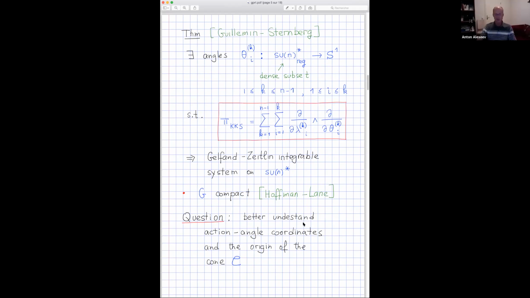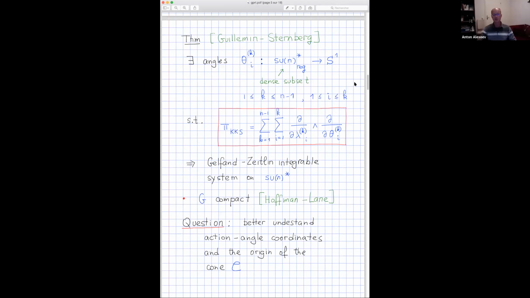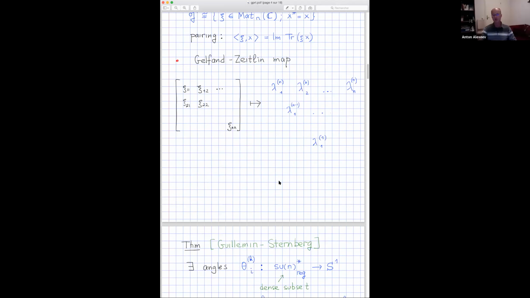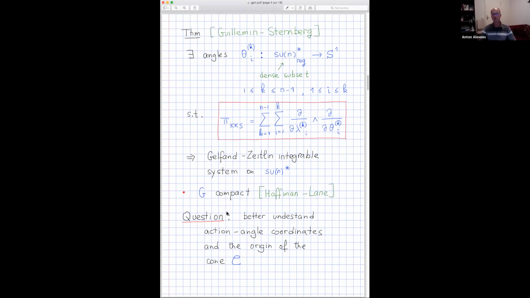So today, one of the questions we want to answer, at least in some ways, is to better understand how those action-angle variables come about, and also to have some insight into the origin of the cone. So we denote this cone defined by interlacing inequalities by C. And we would like to better understand where it comes from. And eventually we also discuss the cones that Hoffman and Lane obtained.